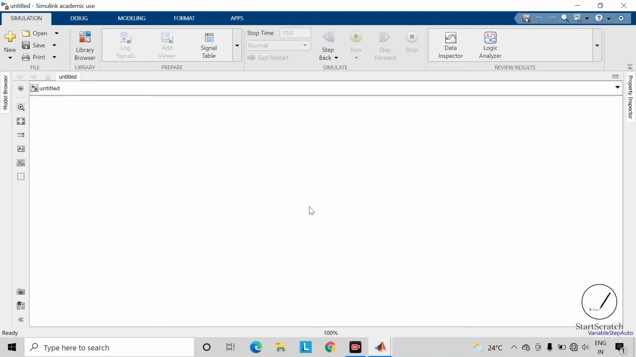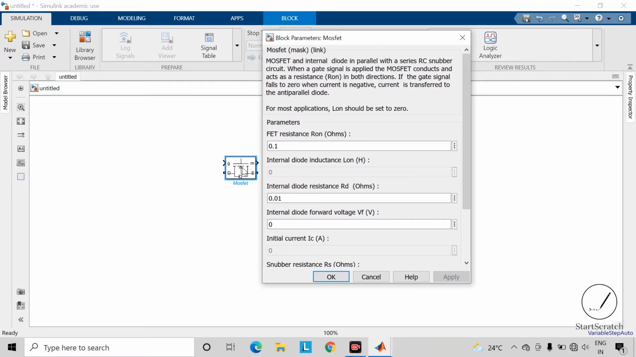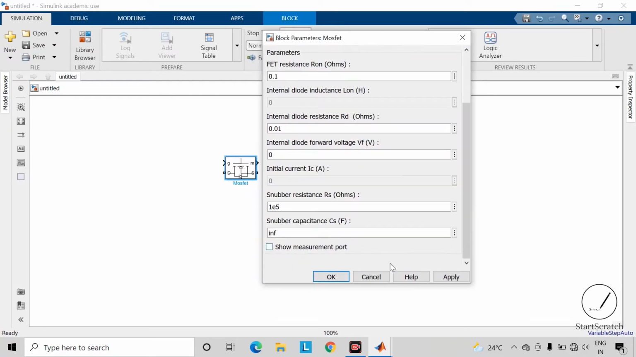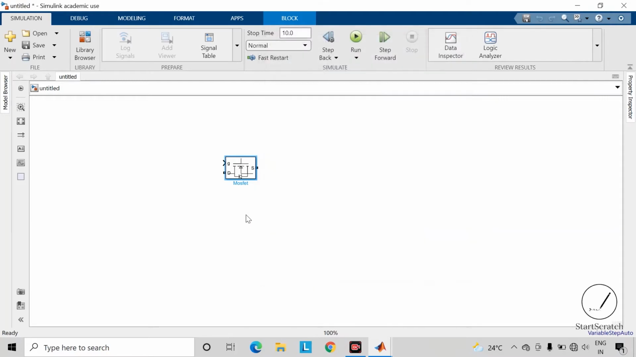Now let us first of all design our bridge configuration. For that, take the MOSFET which is present in the specialized power system library. Remove the measurement port as it is not required. We will rename this MOSFET as switch 1. Rotate this block and now copy this block.